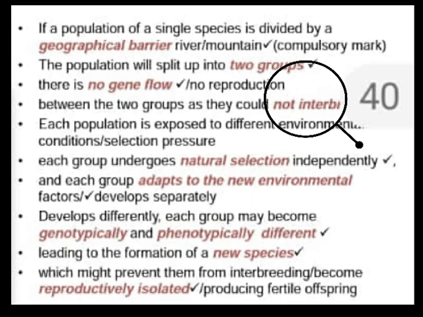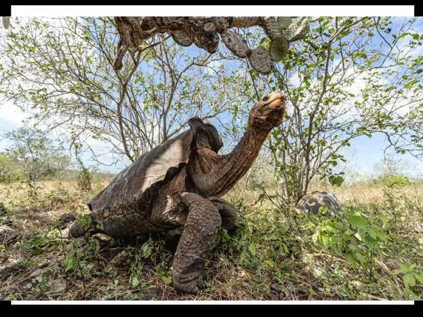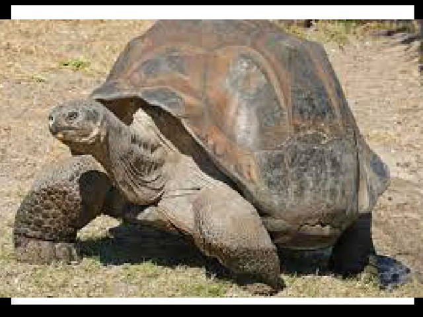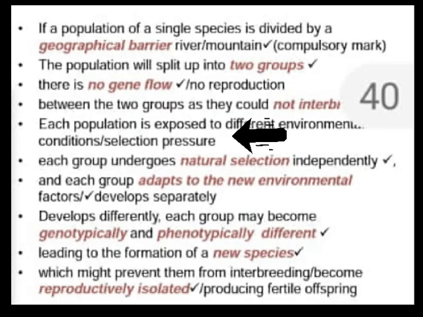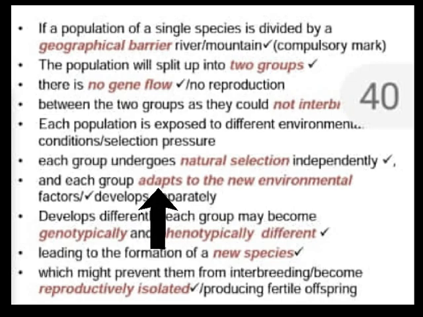On each of the islands, the population of the tortoises were different. They showed variation. On one island, the tortoises all had long necks. On the other island, the tortoises all had short necks. In other words, each population were exposed to different environments or different conditions and faced with different selection pressures, and hence they started to undergo natural selection independently, right? They lived under different environmental conditions. They had different sources of food available. So after a period of time, each group of tortoises underwent natural selection independently. And each group then adapts to the new environmental factors and they start to develop separately.